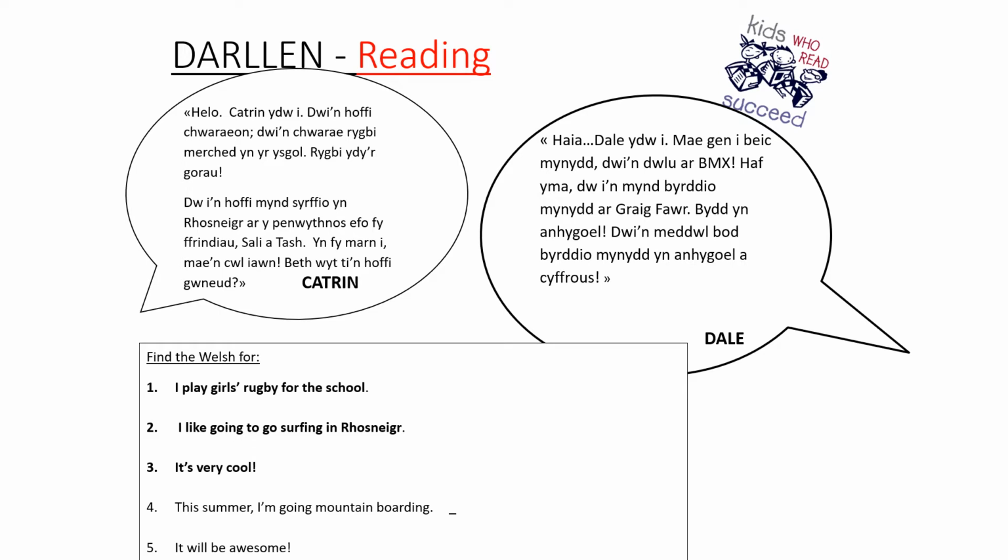So I'd skim and scan and look for the word rugby within that text. Then you can either type it below on the lines on the worksheet, write it on paper or highlight it on the worksheet I've attached and then hand it back in. Then you go to the second one. I like to go surfing in Rhosniger. So what I would do there, I'd quickly skim and scan, it could be either of them, and I'd look for Rhosniger. If I could see Rhosniger, then I know I found the sentence.